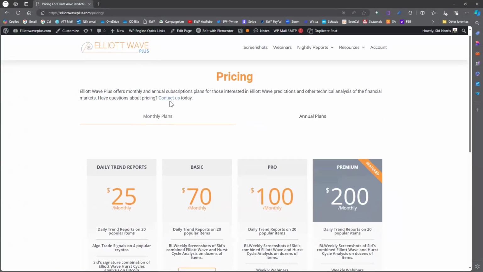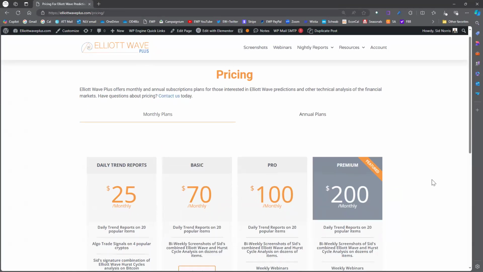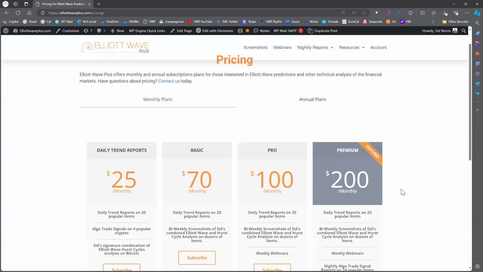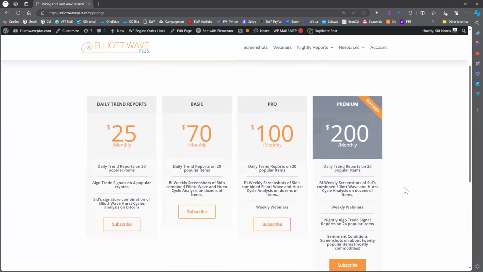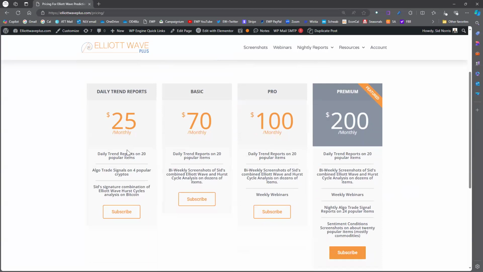So for Pro Plan and Premium Plan subscribers, by the way, here's the pricing page at my site, and it's elliottwaveplus.com/pricing if you have trouble finding it. So I have 4 price tiers. And just very quickly, every night, Monday through Friday, you get our daily trend reports.